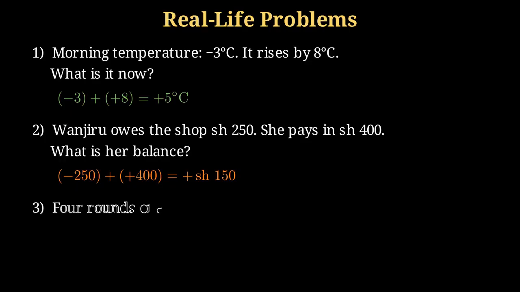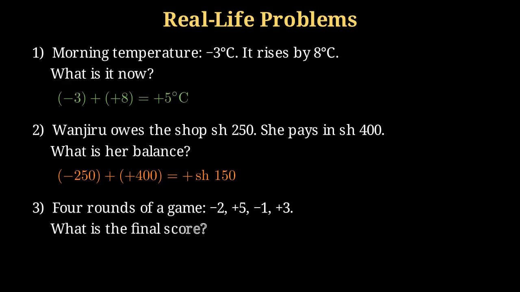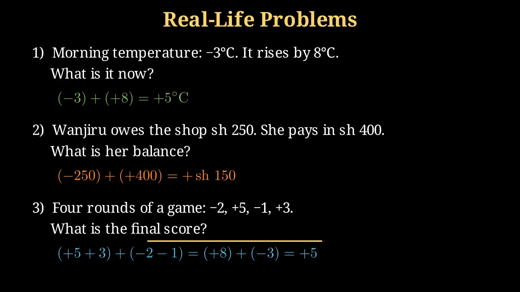Problem 3. In a board game, Baraka scores negative 2, positive 5, negative 1, and positive 3 over 4 rounds. What is his final score? A neat trick. Gather the positives. 5 plus 3 is positive 8. Gather the negatives. Negative 2 and negative 1 make negative 3. Then one final addition, 8 minus 3. Positive 5. Baraka finishes on 5 points.